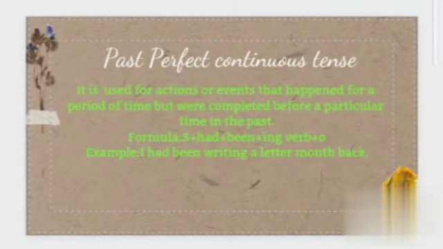Past perfect continuous tense. It is used for actions or events that happened for a period of time but were completed before a particular time in the past. Formula: subject plus had been plus ing verb plus object. Example, I had been writing a letter month back.